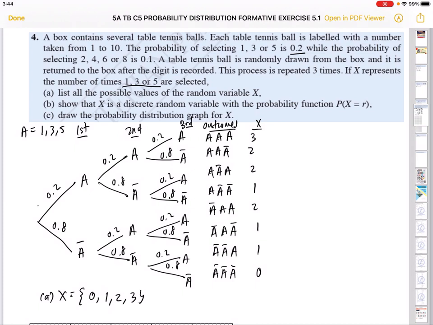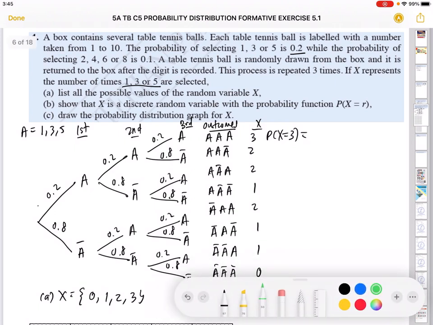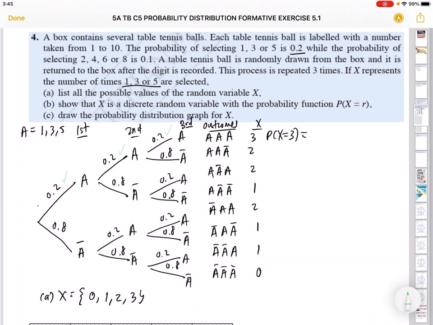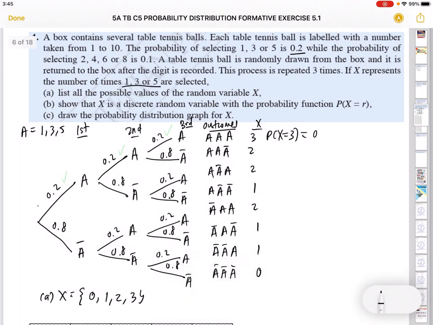So the probability of getting x equals 3, if you can see from here, it will be 0.2 times 0.2, 0.2, 0.2. So this probability is 0.2 to the power of 3. We can write this as 0.008.